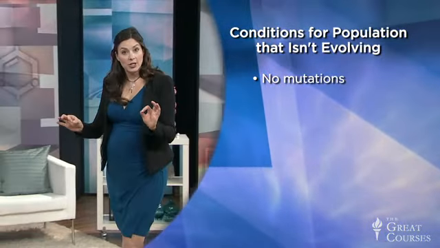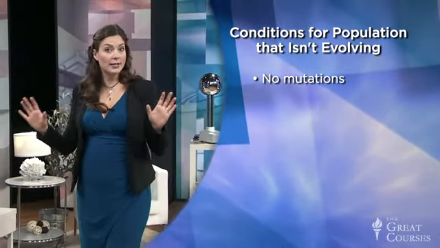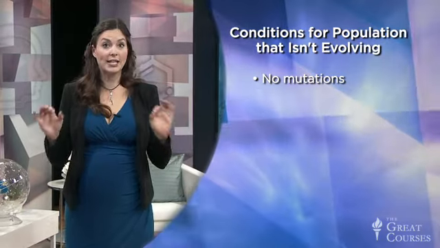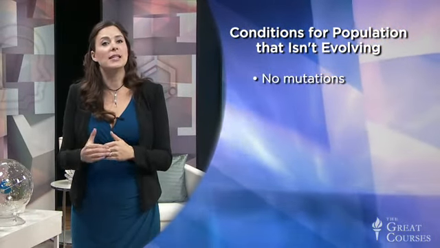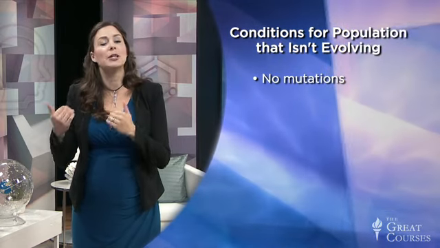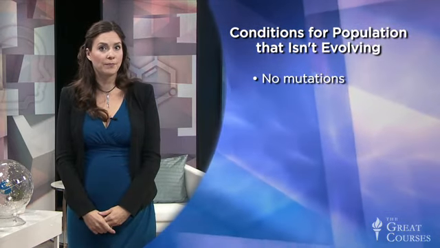Departure from equilibrium occurs when one of the following 5 conditions is not met. That is, these conditions describe a population whose genes aren't changing, so it's not evolving. First, there can be no mutations. A population remains static so long as alleles aren't altered and genes aren't deleted or duplicated. This condition means that no new mutations should arise spontaneously in the population.